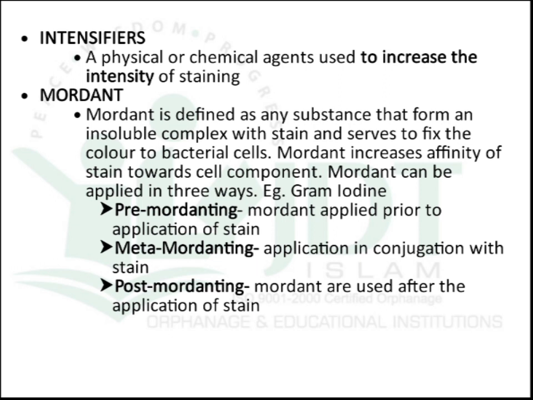So mordant will increase the affinity of the stain toward the cell component, and mordant can be applied in three ways. Either pre-mordanting, in which the mordant is applied prior to the application of stain, then meta-mordanting, in which it is used in conjunction with the stain, and post-mordanting, in which the mordant is used after the application of stain. So that is the mordant. An example for mordant is Gram's iodine, which is used in Gram staining.